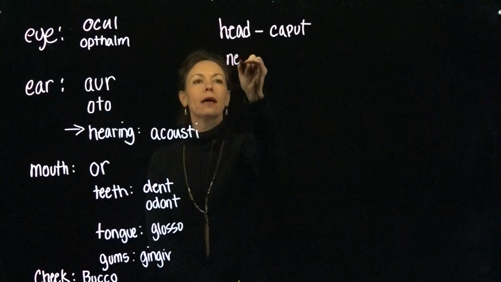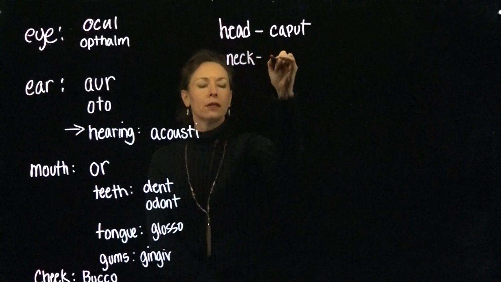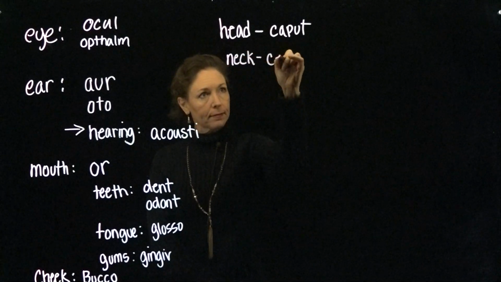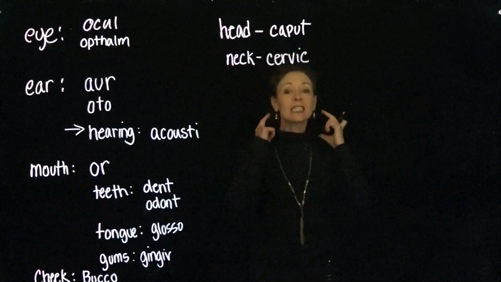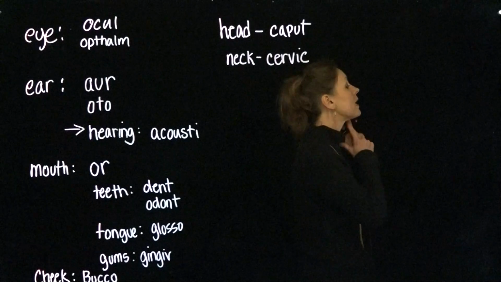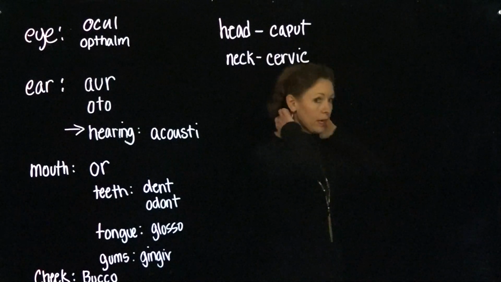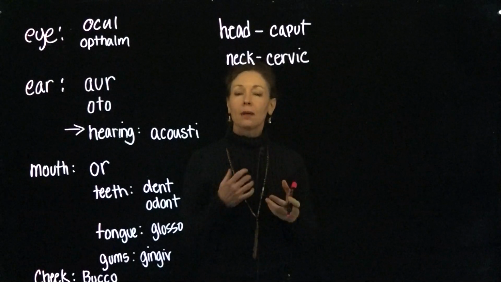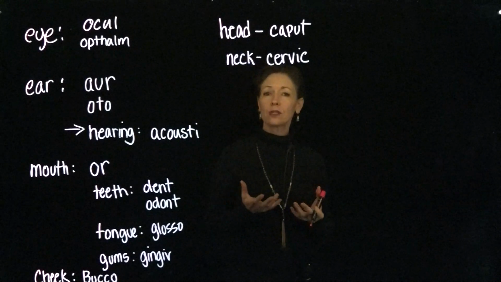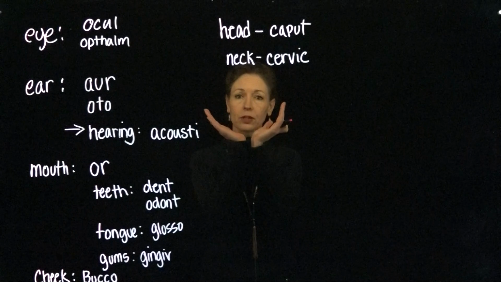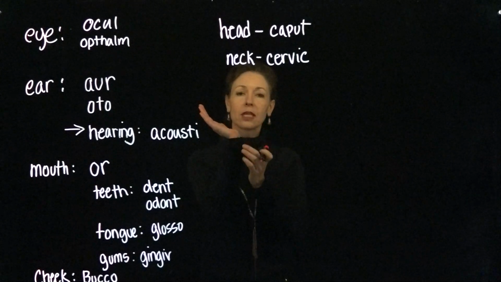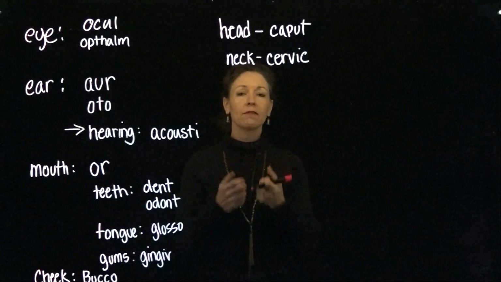Leading down to neck. Cervix. So when people talk about your C-spine, your cervical spine, we're talking about this area in your neck. Sometimes for women you hear reference to their cervix. It's actually the neck of their uterus. When your uterus comes down and there's that elongation, it's like the neck of the uterus.